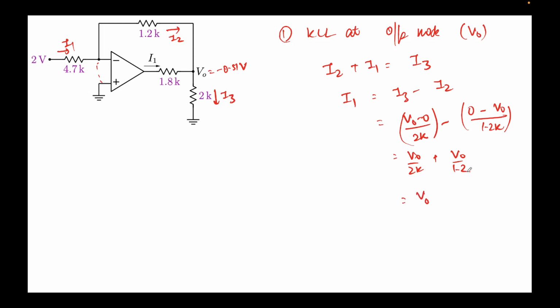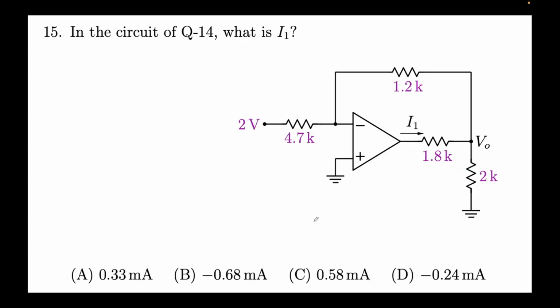This will be V naught times 3.2 over 2.4k. Now let's put in the value of V naught which we obtained, minus 0.51 volts, times 3.2 divided by 2.4. It comes out to be minus 0.68 milliamps. The milliamp comes from the kilo ohm terms in the denominator, so it happens to be minus 0.68 milliamps. Let me check. Yeah, this is the correct option that we have. So minus 0.68 milliamps, right?